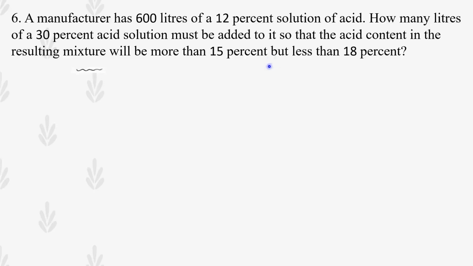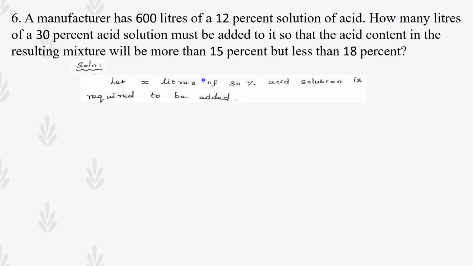ஓகே, let us see the solution. Here நம்ம ஆட் பண்ண போற லிட்டர்ஸை x னு எடுத்துக்கலாம். Let x liters of 30% acid solution is required to be added. அதுதான் இதோட ஆட் பண்ண போறோம். ஸோ டோட்டல் மிக்சரஸ் ஏற்கனவே 600 லிட்டர்ஸ் இருக்கு. இப்போ நம்ம ஆட் பண்ண போகிற லிட்டர்ஸ் x. ஸோ டோட்டல் மிக்சரோட குவான்டிட்டி x plus 600 லிட்டர்ஸாக இருக்கும்.